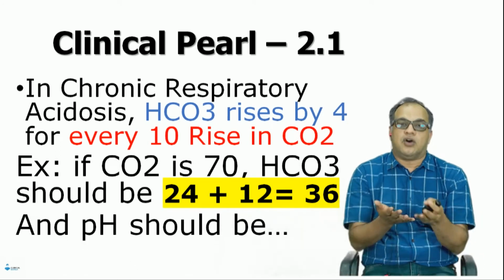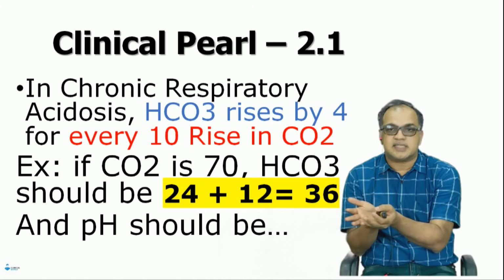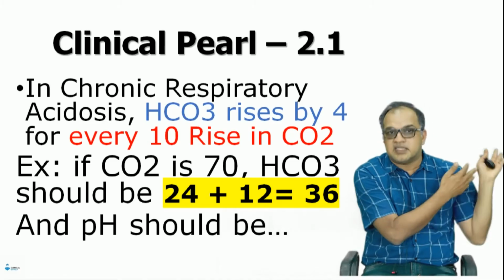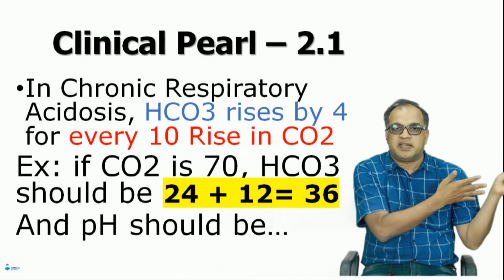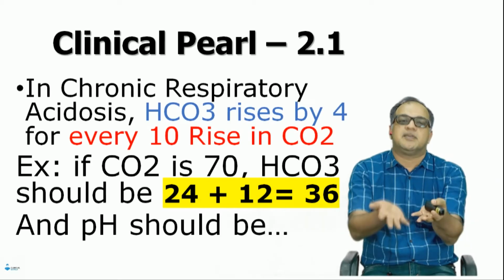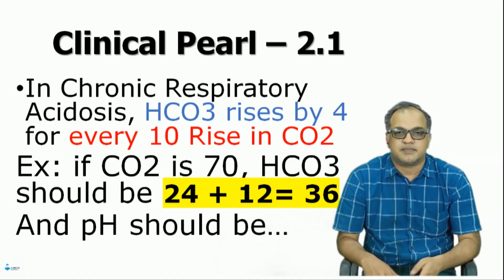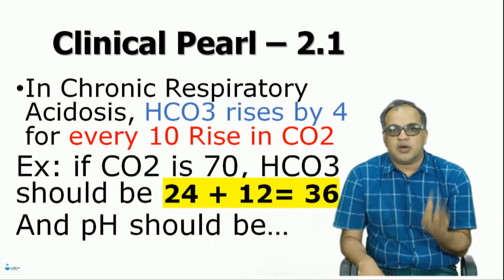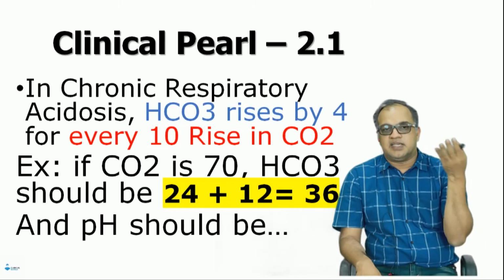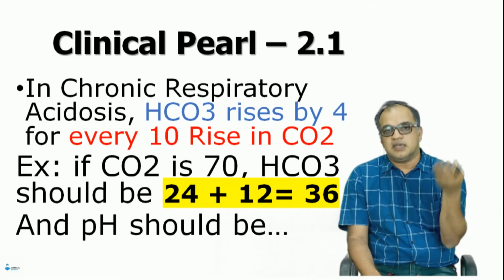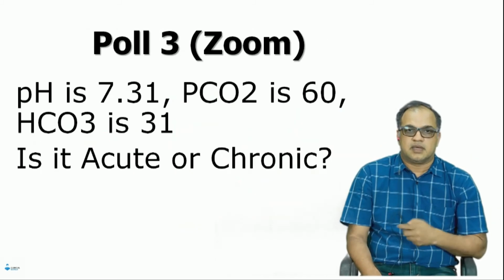And pH should be... Obviously, if bicarbonate is 36, then the pH will not be 7.1 as it was in acute respiratory acidosis. It will be much more than 7.1. It might be 7.28, it might be 7.31, something like that. So, two compensatory things I have told you. One is in acute respiratory acidosis and one in chronic respiratory acidosis.